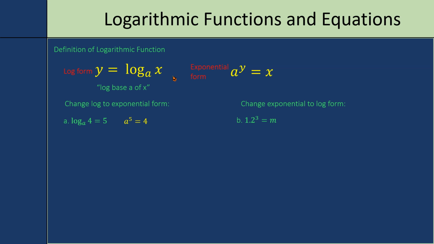Now, when they give you exponential form, you can go back to log. This is log base 1.2 of m equals 3. So it's saying 1.2 raised to the 3rd power is equal to m. So go from exponential form to log form and log form to exponential form. You have to be really fluent with that. Another one here: I have 2 raised to the y is equal to x. That's the relationship.